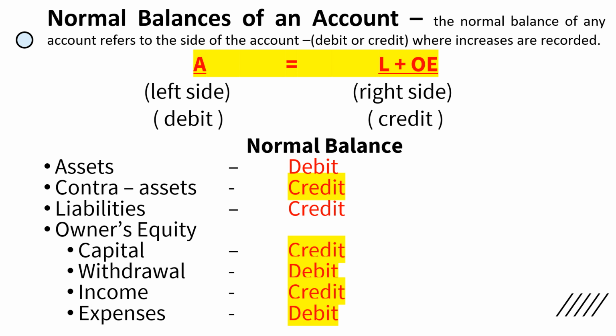And so as with expenses. Expenses also has an effect of decreasing capital. So therefore, withdrawal and expenses have a different normal balance than the owner's equity, which is credit side. So on capital and income, credit side, while withdrawal and expenses are on the debit side, normal balance because they have an effect of actually reducing your capital.